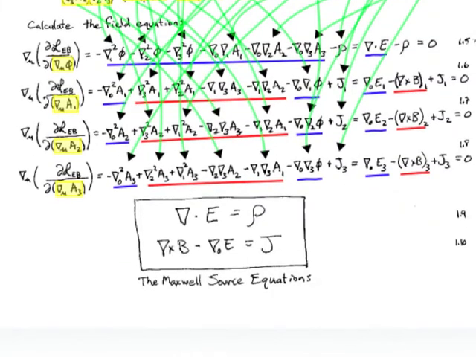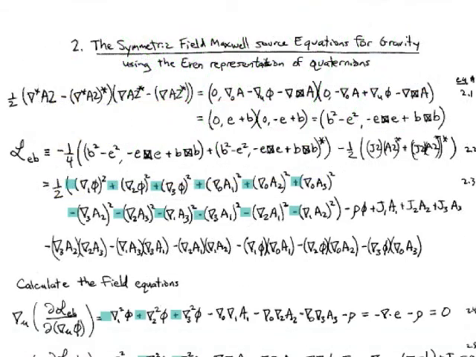And here is our summary statement. We have Gauss's law and we have Ampere's law, and this is known as the Maxwell source equations. So for my GEM proposal, I call it the symmetric field Maxwell source equations. We use this even representation of quaternions in order to get something which is really very similar to what we had before. It's just that we have a couple of sign flips.